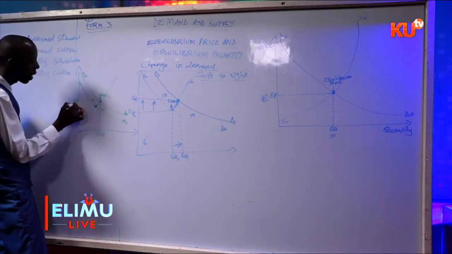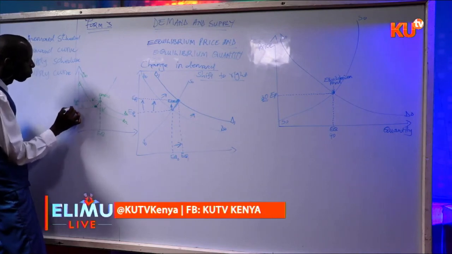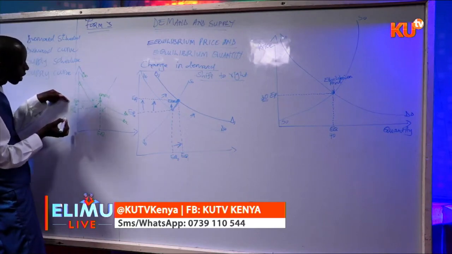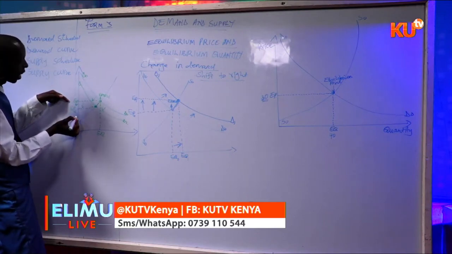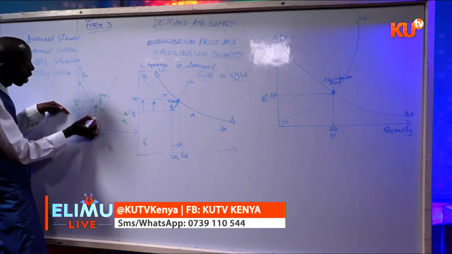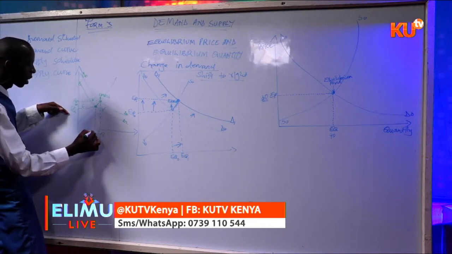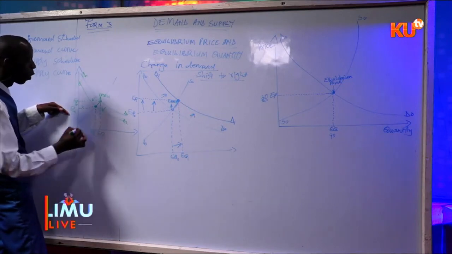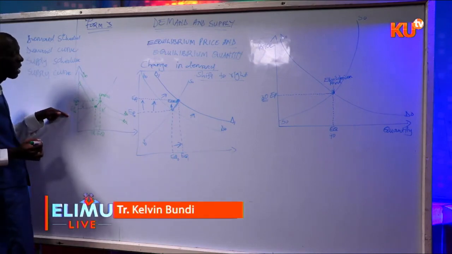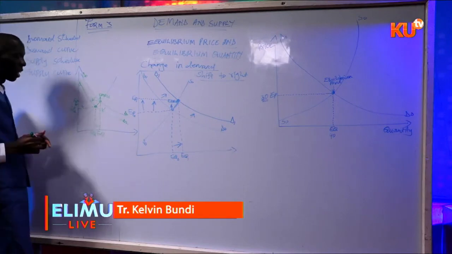The equilibrium price will move downwards from P0 to P2, which shows there is a decrease in the price of the product. The equilibrium quantity will move to the left, showing that there is a decrease in the quantity.